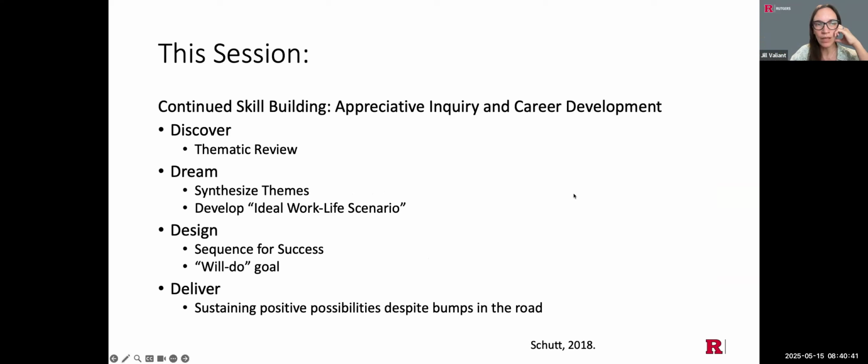And again, we're going to go through some thematic review, and then we're going to dream and think about what an ideal work-life scenario would be. So again, you're going to do this for yourselves, but you're going to think about how this process would apply for the individuals that you're supporting in your career services programs. And then we'll combine the design and deliver phases together. Any questions before we keep moving through?